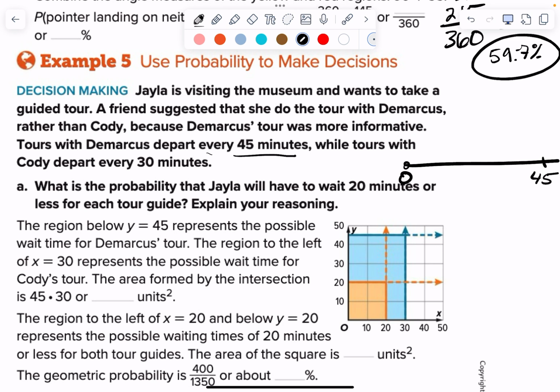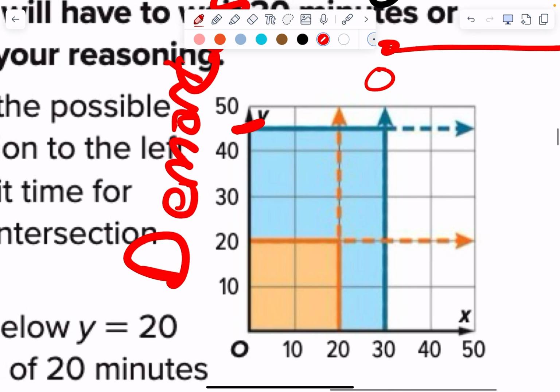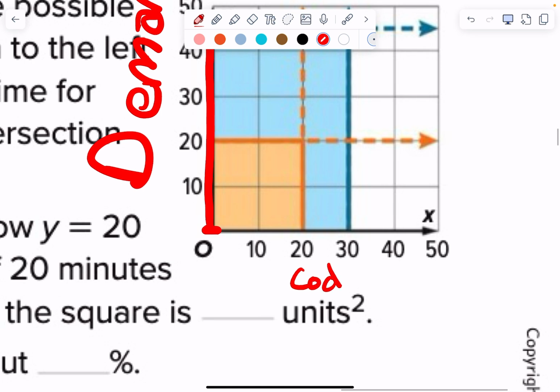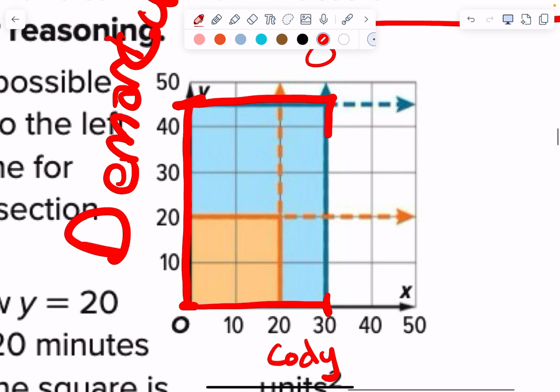But here's the problem. I have another tour that is departing every 30 minutes. So I have a second number line going from 0 minutes to 30 minutes. Kind of like where it's resetting every 6 minutes, like the second question we had. But how do I do it where there's 2 of them? I make one an x-axis and another one a y-axis. So this side is DeMarcus, because it's departing every 45 minutes. Do you see where the cutoff is 45? Cody is the bottom one, departing every 30 minutes. Got it? So it's like making a grid right here.